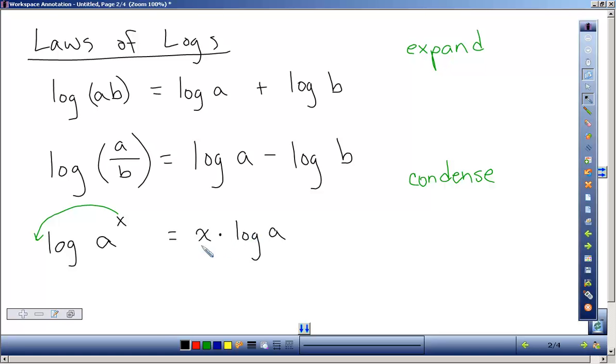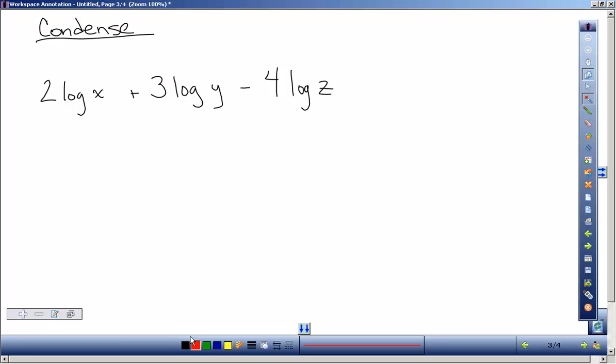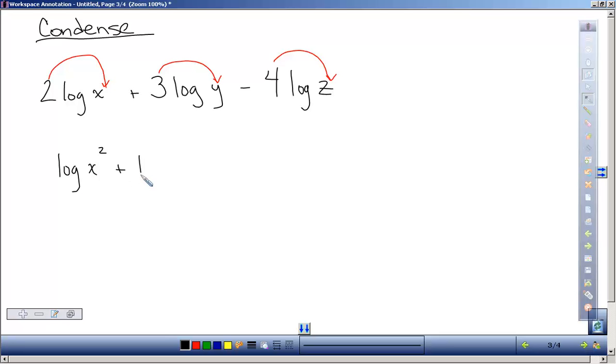One of our laws of logs said that anytime we had something being multiplied by a log, that means it's a power times a power, an exponent times an exponent. That means we must have a power to a power, that this actually belongs up in the exponent of this thing right here. So for all of these that have a number up front, we need to take that number and move it up to the exponent. So that's going to be the first thing that I do. So now I have log of x squared plus log of y cubed minus log of z to the 4th power.